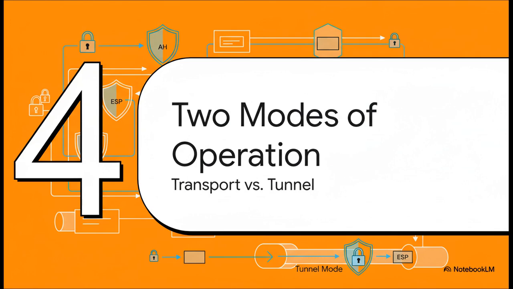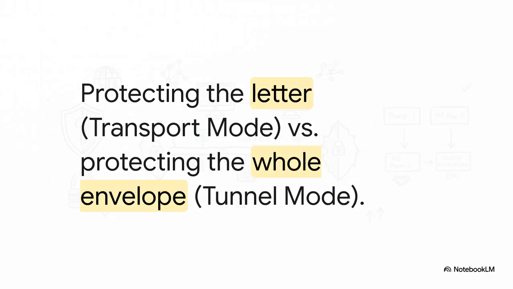Okay, so we've got our tools, AH and ESP. But how do we actually put them to work? Well, IPSec gives us two different modes of operation, two different strategies for applying this security. And the easiest way to get your head around this is with that mail analogy again. The question is, what are you trying to protect? Are you just trying to secure the letter inside the envelope? Or do you need to protect the entire envelope, including who it's from and where it's going? That's the fundamental difference between what we call transport mode and tunnel mode.